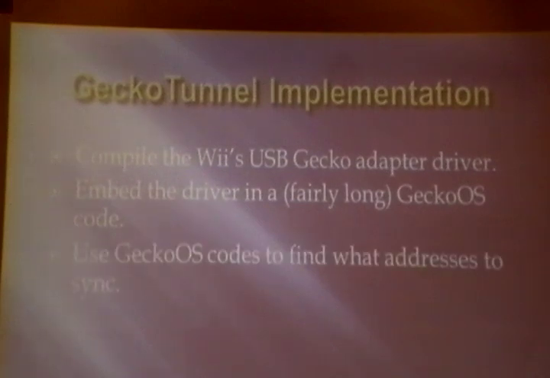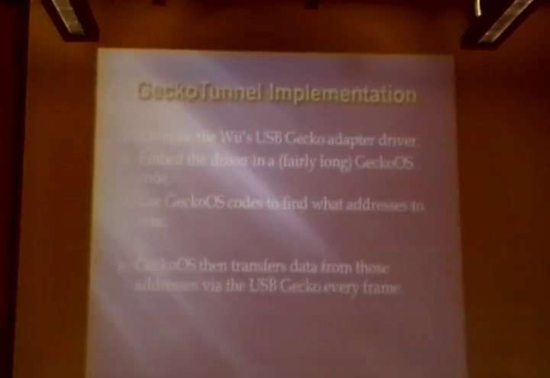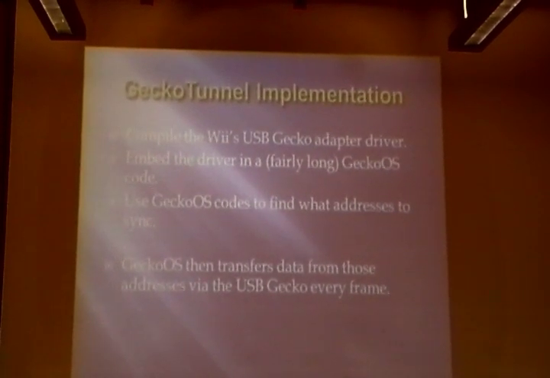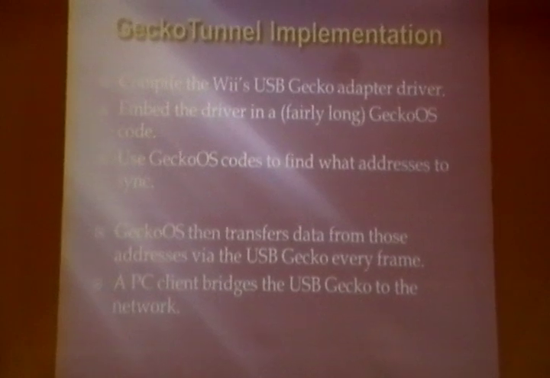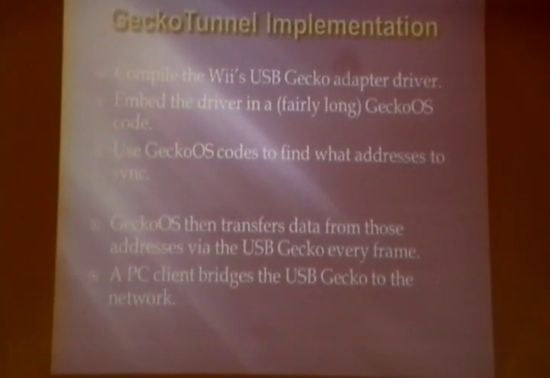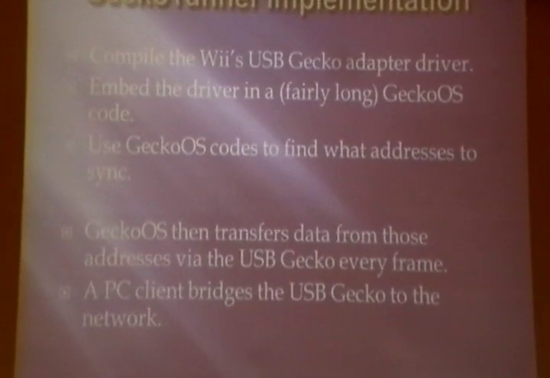And then we used GeckoOS codes to figure out what addresses to sync. And again, that's what game enhancers are made for, so that was really easy. And then, once we find what we want to sync, we just call that function that we embedded in an assembly GeckoOS code, and it transfers the data from the addresses we found using USB Gecko every frame. And then we have a PC client on the other end of the USB Gecko adapter, which bridges into the network so you can play over the internet. And yeah, it really is pretty much that simple, at least conceptually. Implementation is a bit more complicated.